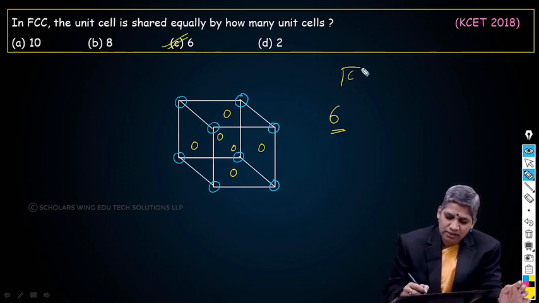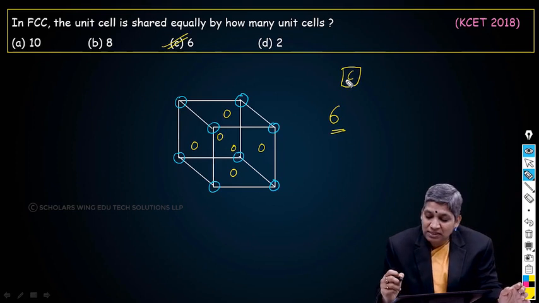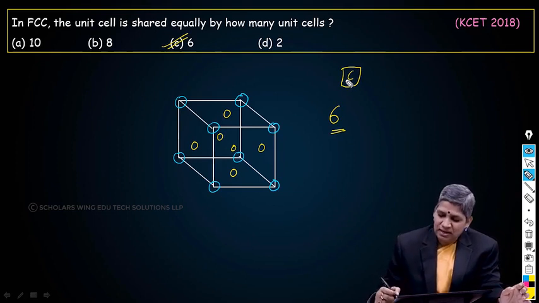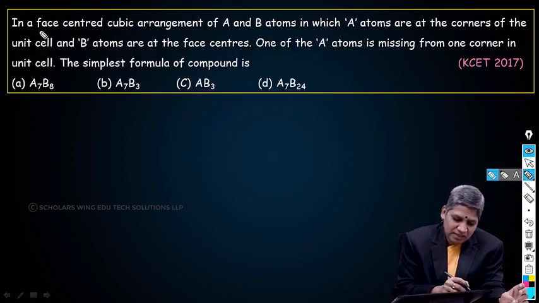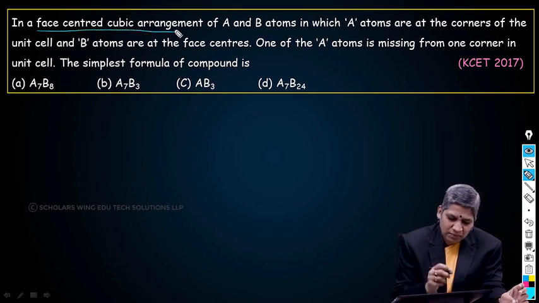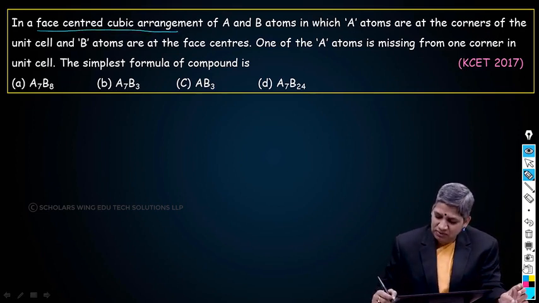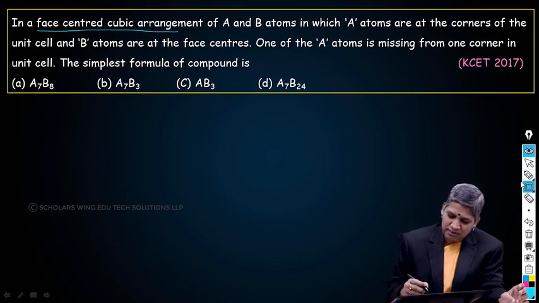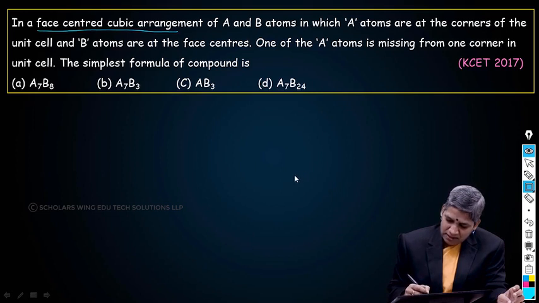Option C. This question is from KSET 2018, mind you. Let's go to the next one now. In a face-centered cubic arrangement, that means it is FCC. So let's draw quickly because with the diagram you understand better. That's my opinion. Hope you also agree with me. Let's draw it quickly.